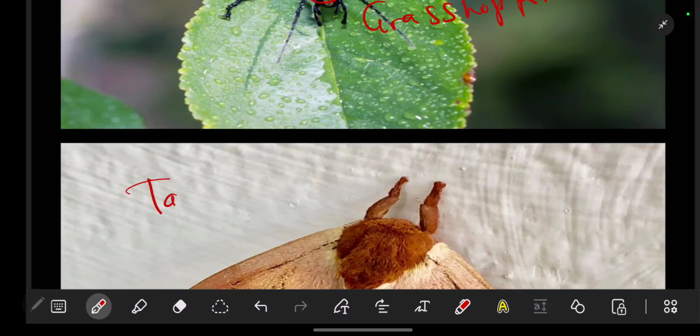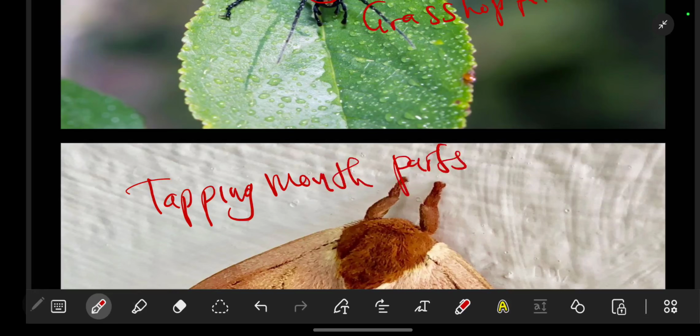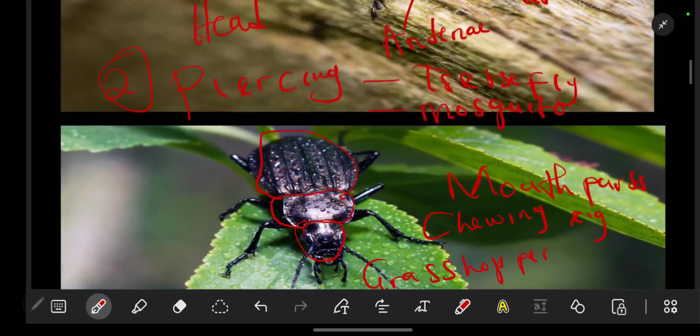Some of them have got tapping mouth parts. An example that we can have is the housefly. You can see how the housefly, when it is on a host or a human, is able to tap its mouth like that. So that's basically it. Now let's look at the thorax.